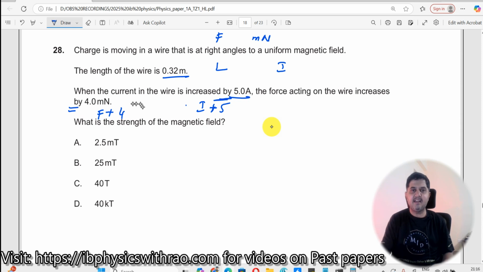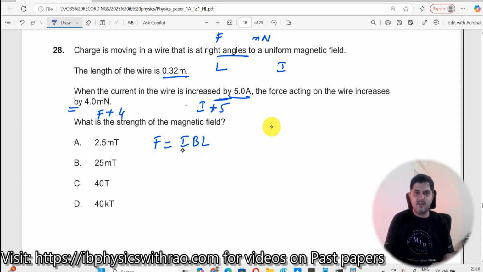When the current was I, the force acting on the wire was given by IBL sin theta. Since it says right angle, sin theta becomes sin 90, which is 1, so I get IBL. Is the value of force known to us? No. Current known? No. Magnetic field known? No. Length known? Length is given. Just write it as IB into 0.32. This is known to us.